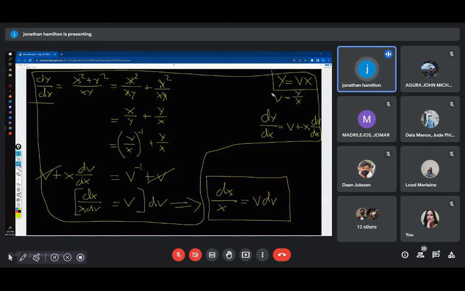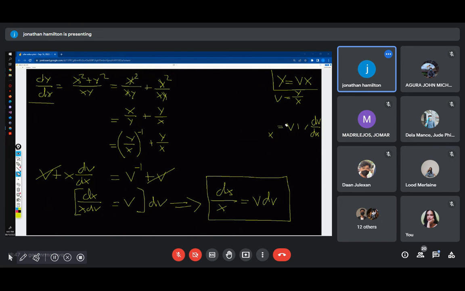So again, the most important equation in homogeneous is y is equal to vx. Because from this we can derive v as y over x. And we can derive dy over dx based off of this one equation. Again, you can memorize it, but if you ever forget, just remember that y is equal to vx, and you can derive the others based off of this. So if there are no more questions, let's continue solving.